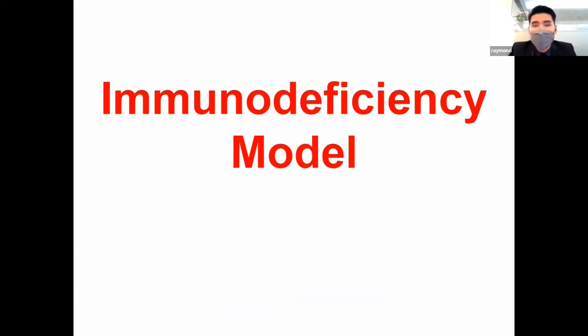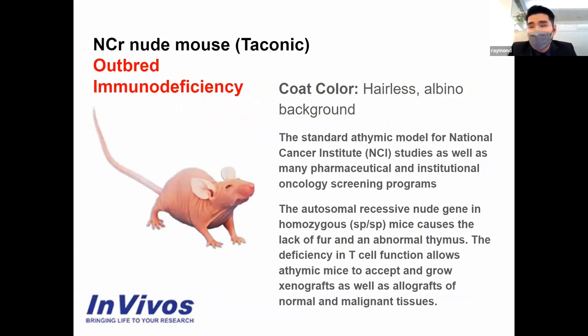Immunodeficiency models. Immunodeficiency models are generally used in cancer studies as well as stem cell studies. So in the market, there is a line of different kinds of immunodeficiency models, depending on the severity of their immunodeficiency. So why do we need immunodeficiency for cancer study?